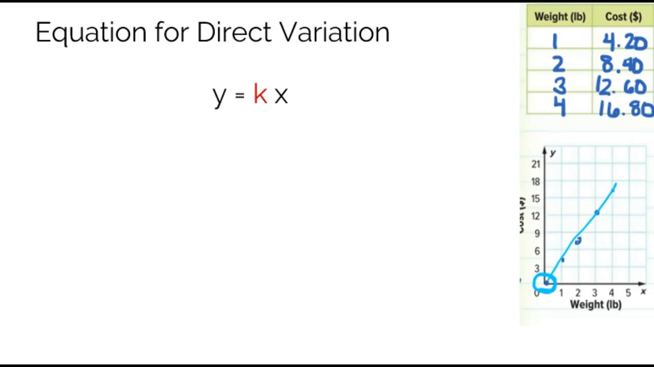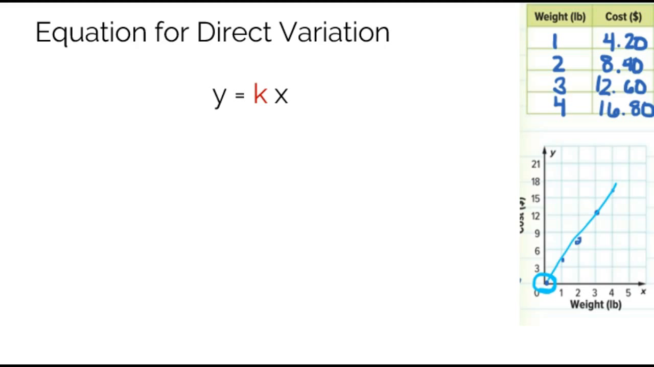Now I want to talk about the equation for direct variation. We've talked about direct variation in a table form. We've talked about direct variation looking at a graph. And now I want to talk about it looking at an equation. The equation for direct variation is y equals kx. And I just want to dissect each part of this equation here.